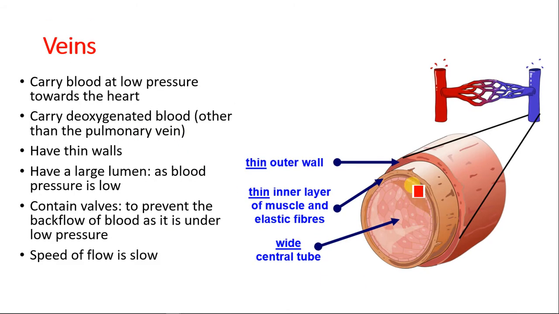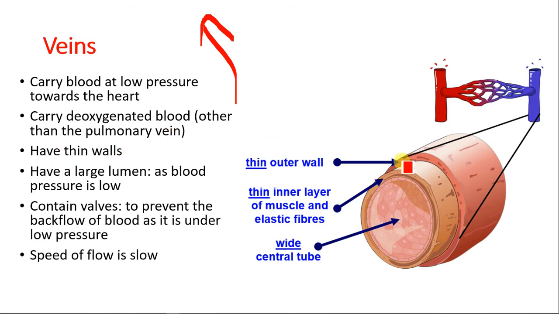So let's look at veins. Veins carry blood at low pressure towards the heart, taking blood back to the heart at a low pressure. Veins carry deoxygenated blood, that is blood that is poor in oxygen, other than the pulmonary vein. So all veins carry deoxygenated blood except the pulmonary vein.